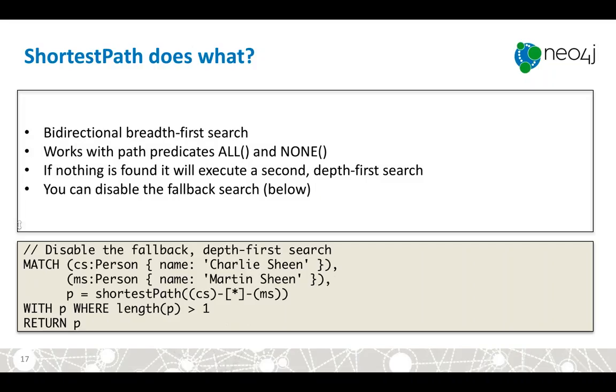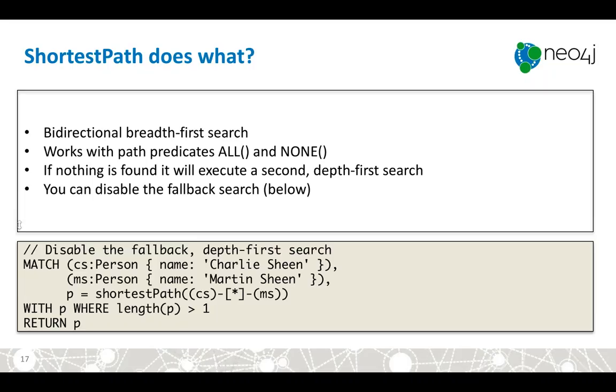So shortest path, I just wanted to mention a few things because sometimes people don't really understand what it's doing under the covers. But it's going to do a bidirectional breadth first search. It's a very efficient search. It starts from both sides, so it gets around node density issues. It works with path predicates, all and none. So if you want all of the relationships to be of a certain set of values, or you want none of the nodes to have a certain property value above a threshold, you can include these, and it will work with the shortest path function very well.